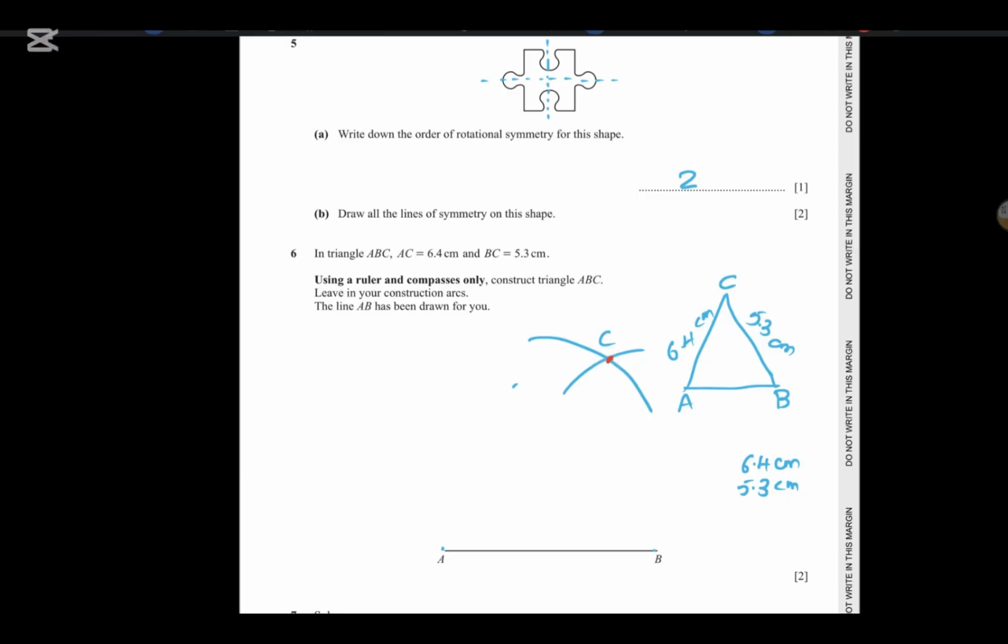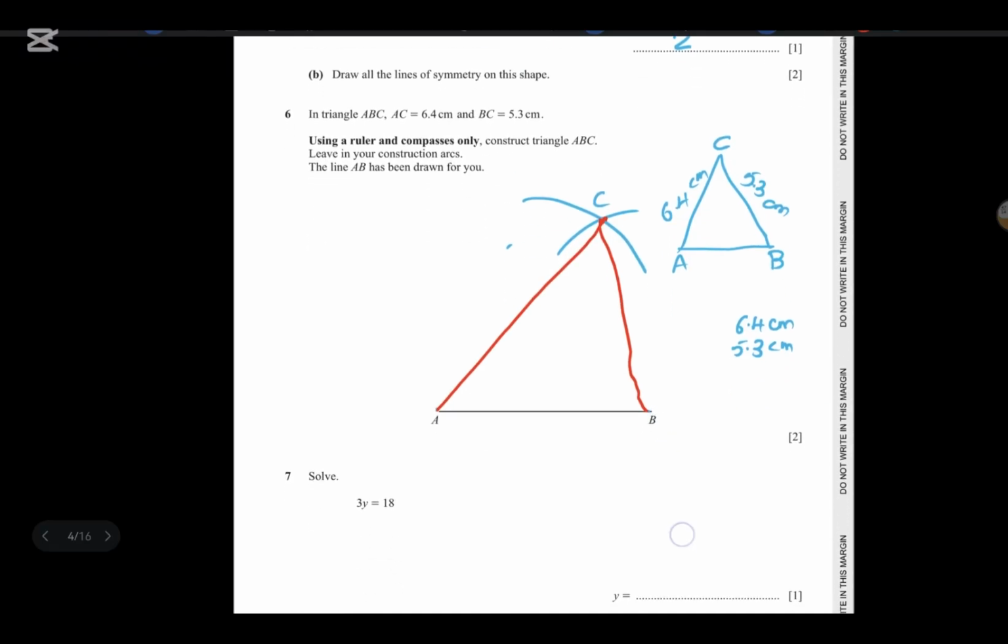Now take your ruler and draw the lines to join point C with point A and point B. Here I cannot use the compass and ruler, so I am not showing the exact thing, but I'll put the link in the description, you can go through. Question number 6 is done. Question number 7.